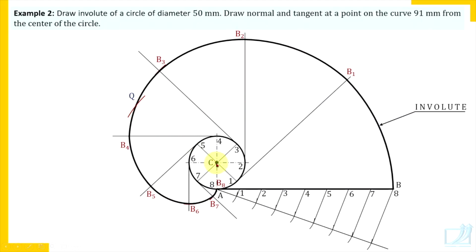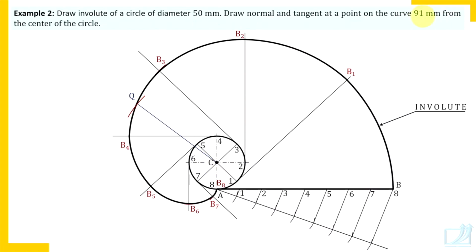Now wherever that point is, the procedure remains the same. What is that? The point where you want to draw normal and tangent, join that point with the center. So here we have joined point Q with the center. What is the length QC? 91 mm. Now get the midpoint of that line.